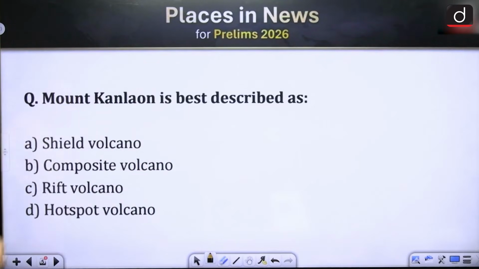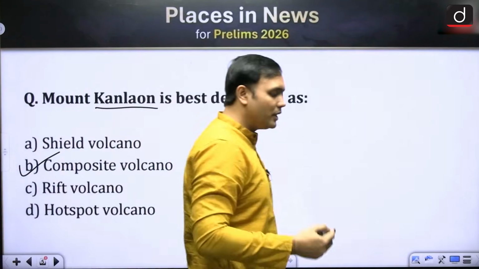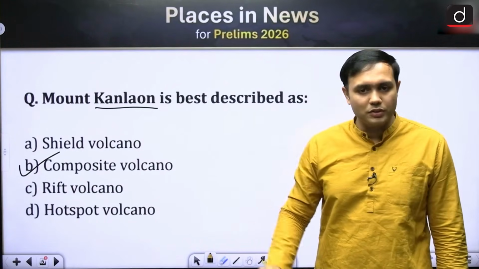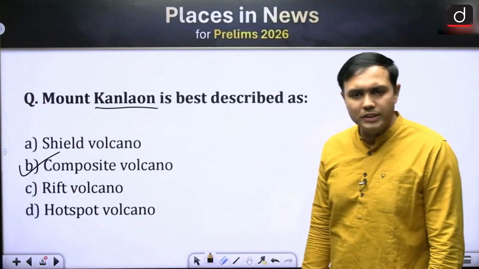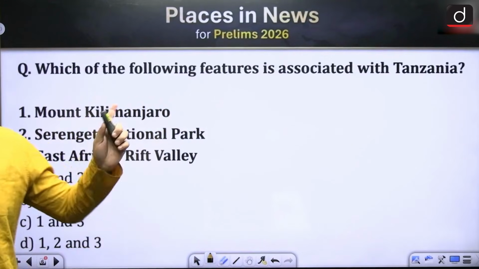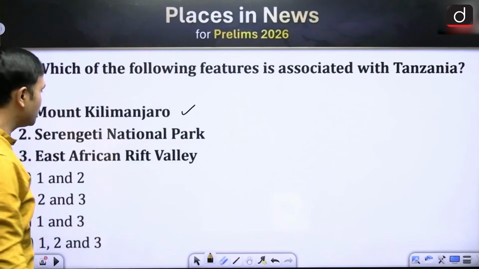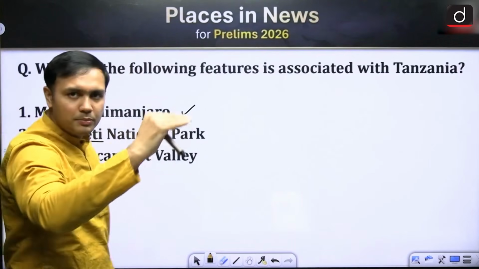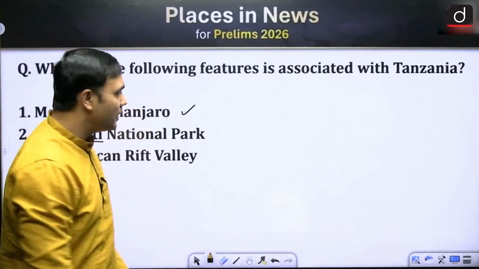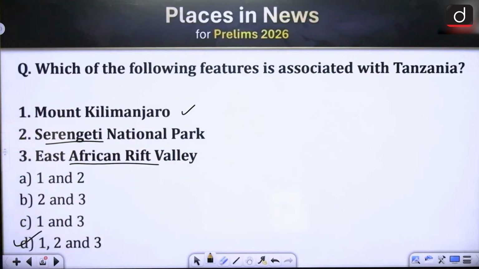Next is Mount Canlon, best described as a composite volcano. Now you will have to remember the differentiation between these different volcanoes, which is very destructive, which is not as destructive, right? So you will have to go through these particular aspects. Next is with respect to Tanzania. So which are the features that we had seen with respect to Tanzania? There was Mount Kilimanjaro at the northern portion. Then there is Serengeti National Park just below Mount Kilimanjaro and all the different regions that were associated with it, right? And lastly, it is on the East African Rift Valley. Answer is 1, 2 and 3.